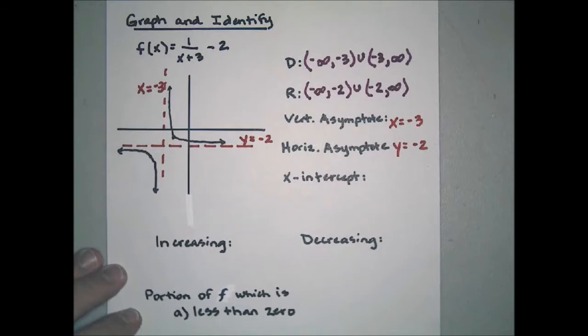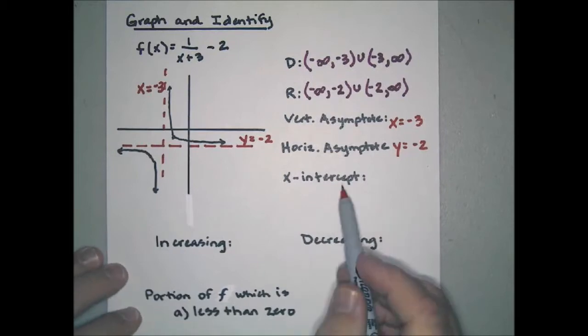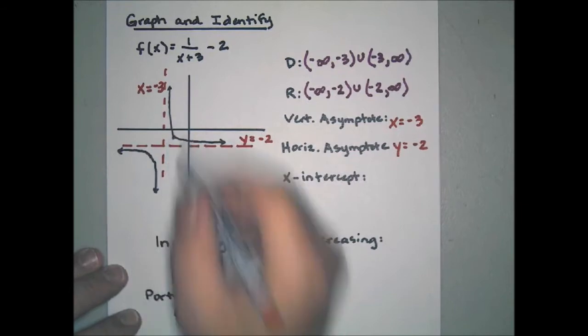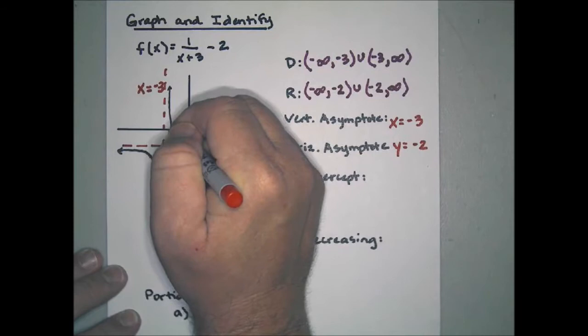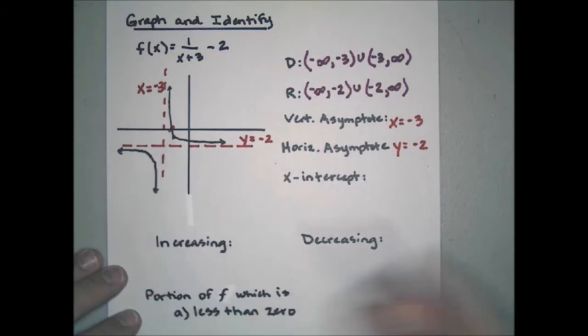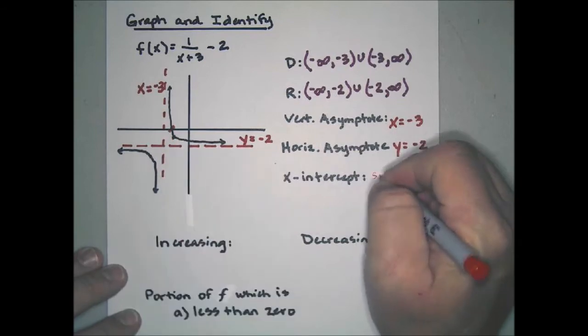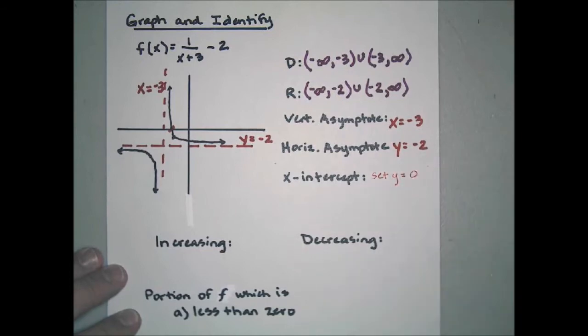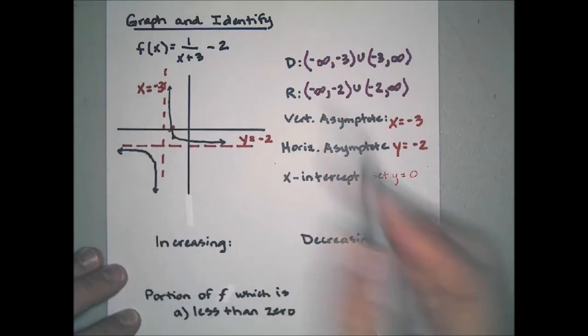Now, the next thing we're going to find is the x-intercept. The x-intercept happens when y equals 0. I think, first of all, let's figure out where it is on the graph. It's right here. Here's where the graph crosses the x-axis. So that's an important point to us. We need to figure out what that point is. So to find the x-intercept, we set y equal to 0, and we solve. So set the function equal to 0.